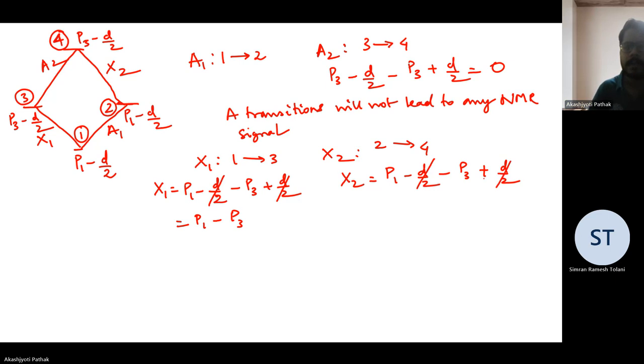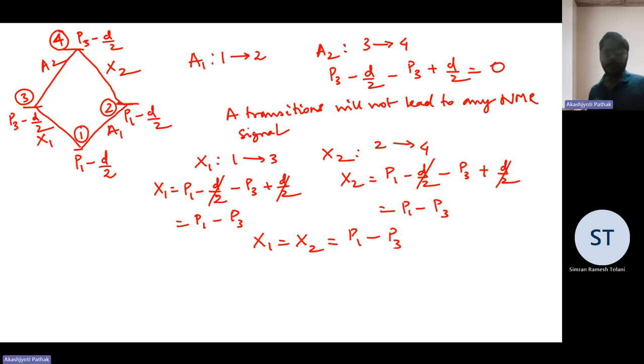Okay. So here also we are getting P1 minus P3. So the population difference in X1 and X2 is equal, and that is equal to P1 minus P3. Now, if we compare it with the equilibrium condition, what was the equilibrium condition? In the equilibrium state, what was the population in each of these energy states? Do you remember?